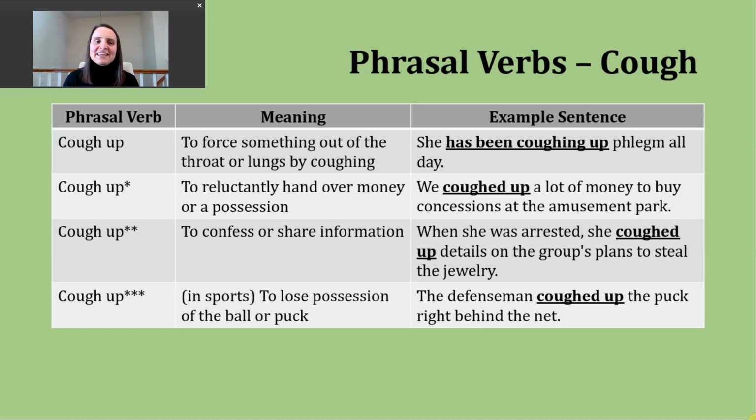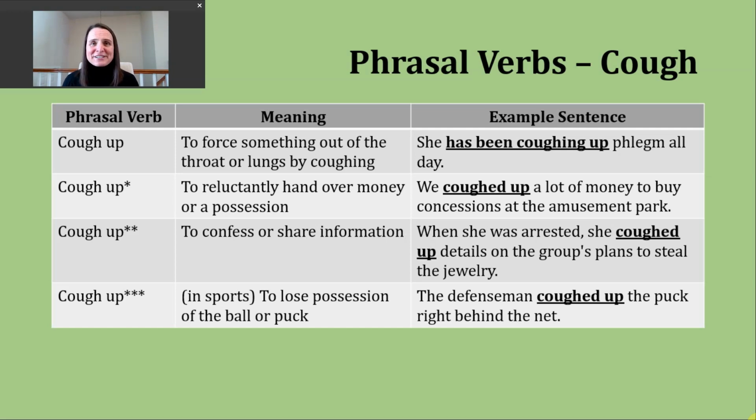Second way to use cough up is to mean to reluctantly hand over money or to hand over some possession. An example of this might be, we coughed up a lot of money to buy concessions at the amusement park, right? So many times when you go to stadiums, amusement parks, movie theaters, it's far more expensive to buy food and drink there. And in this particular sentence, someone is saying, like, I reluctantly bought food or drink at the amusement park.